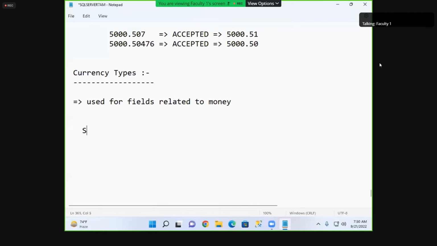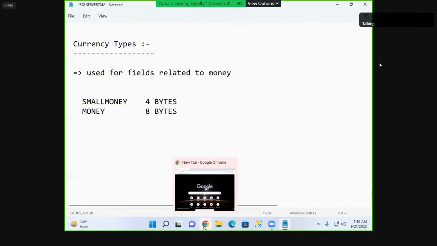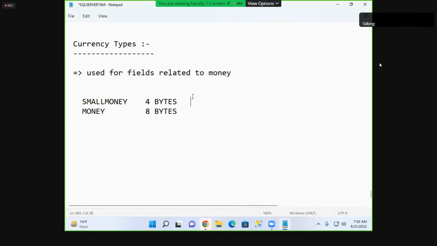There are 2 currency types. One is smallmoney, another one is money. Smallmoney takes 4 bytes. Money takes 8 bytes. What is the difference? The difference is the range.